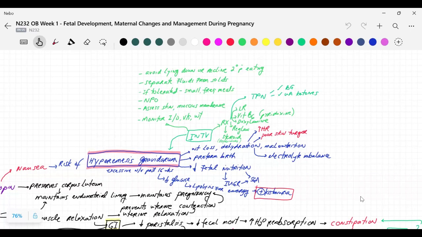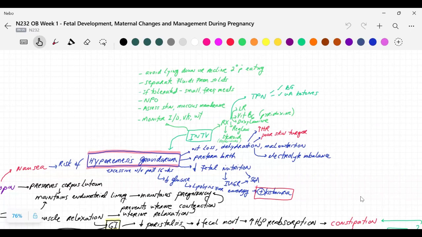So how do you know that the mom is burning fat? There will be ketones in the urine. Okay. Who didn't eat breakfast this morning? Okay. If I test your urine right now, you will be positive for ketones because you're burning fat. That's just how it is.